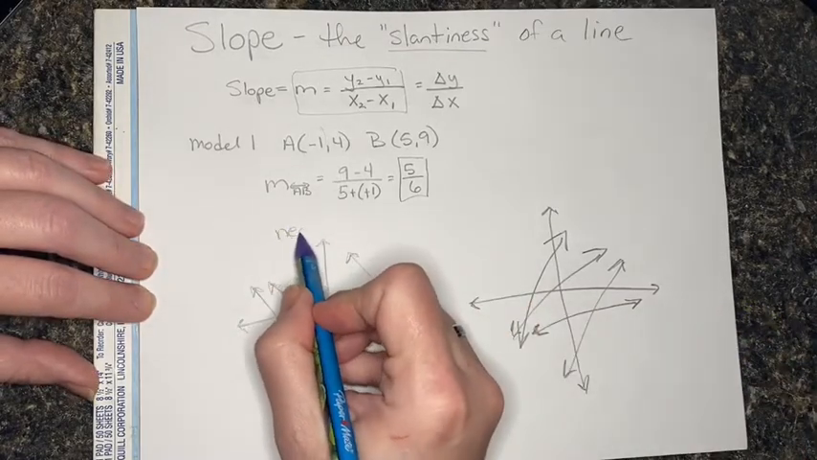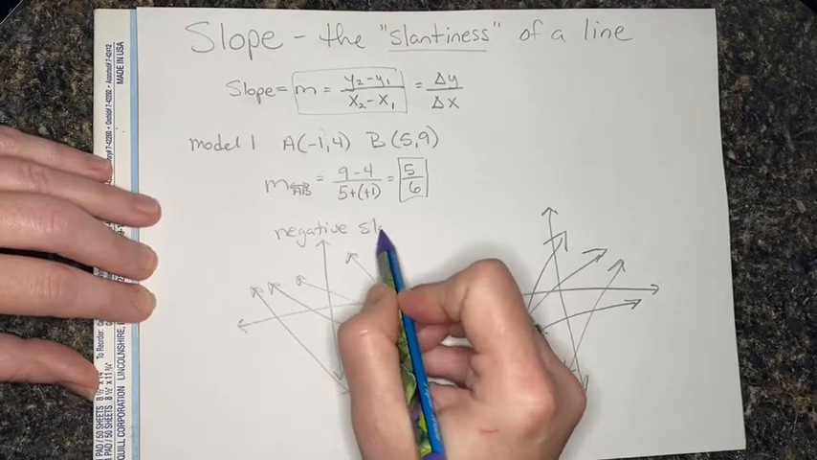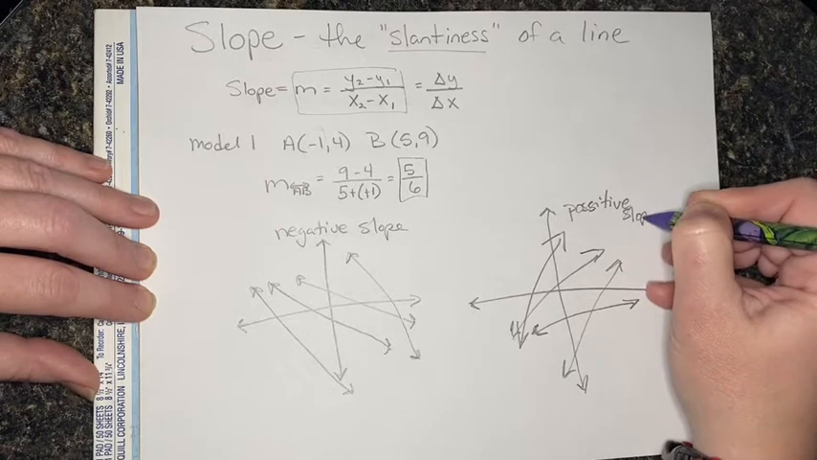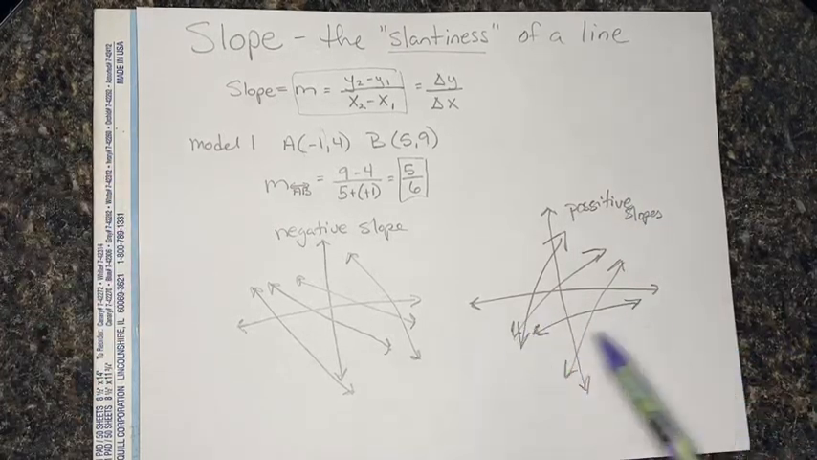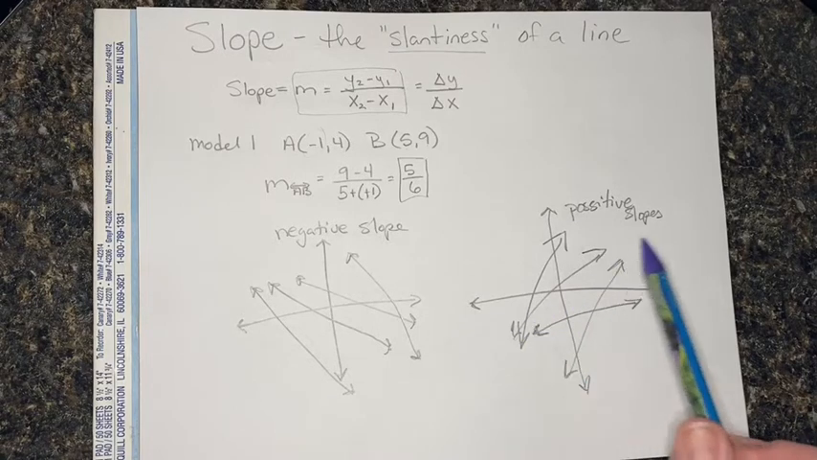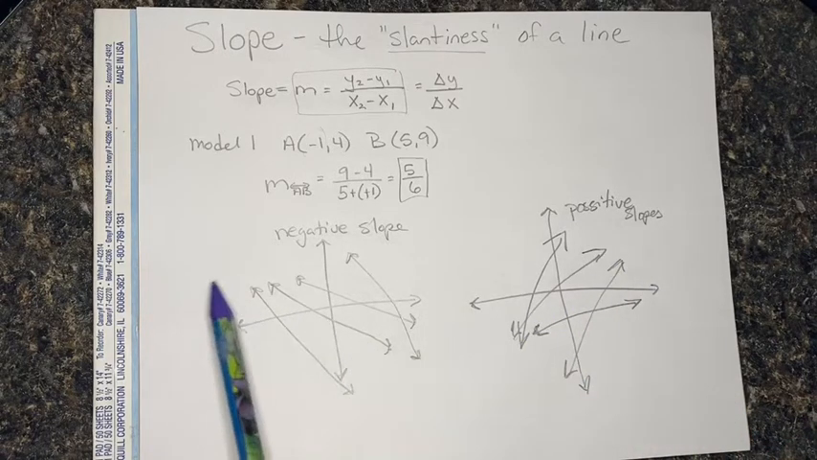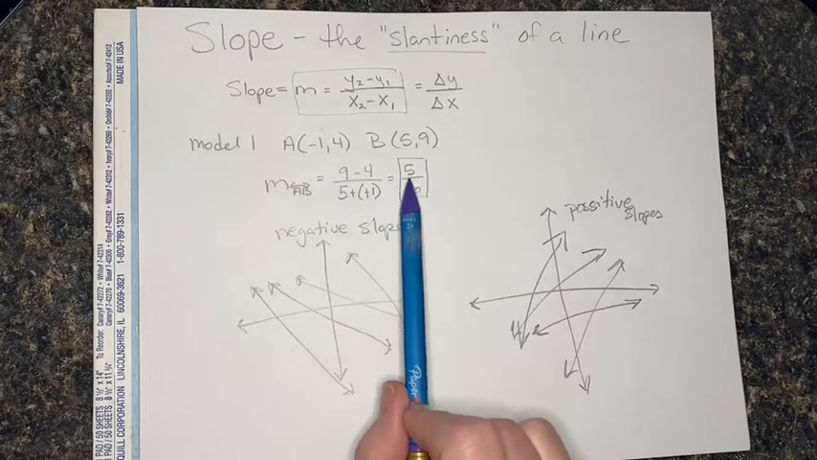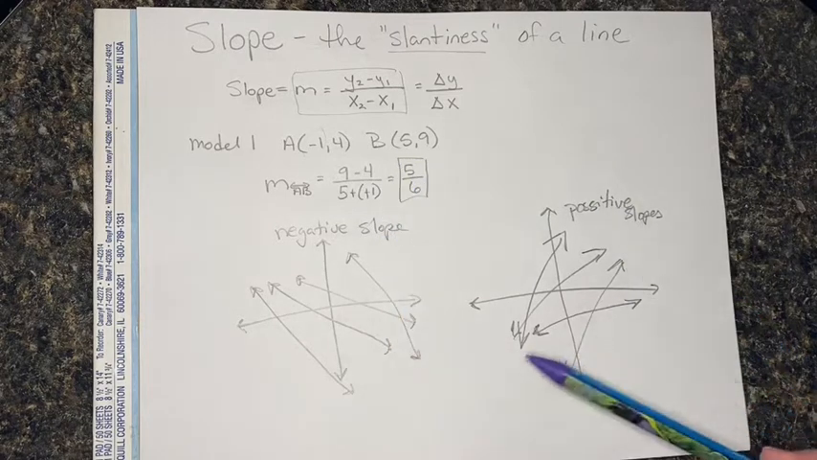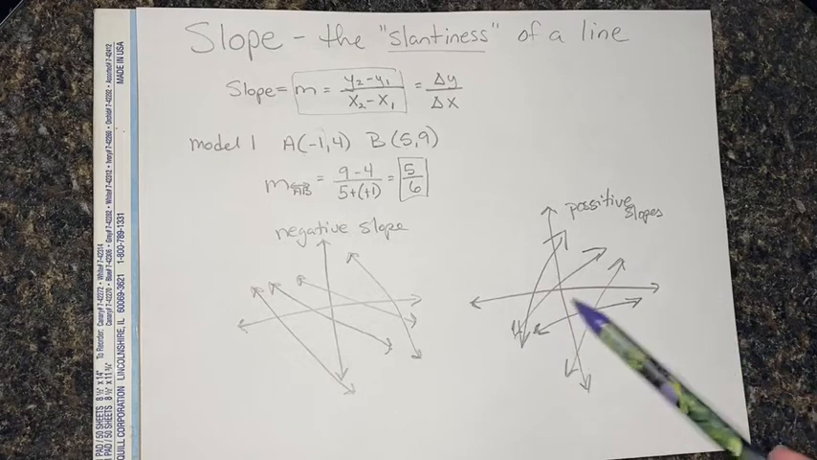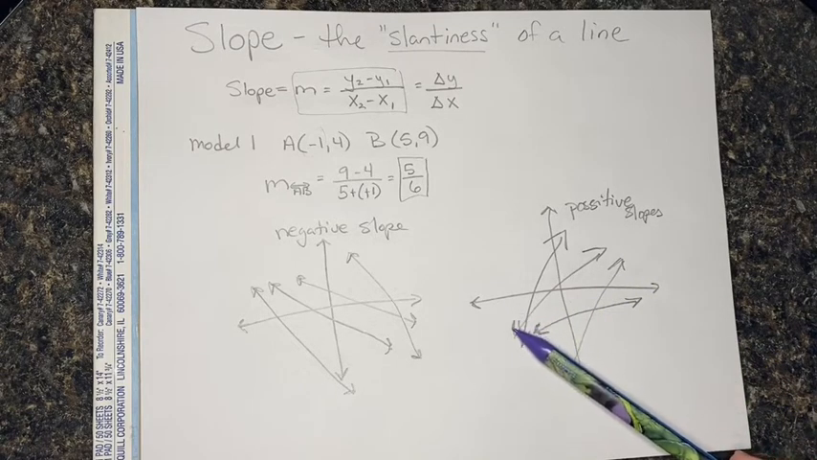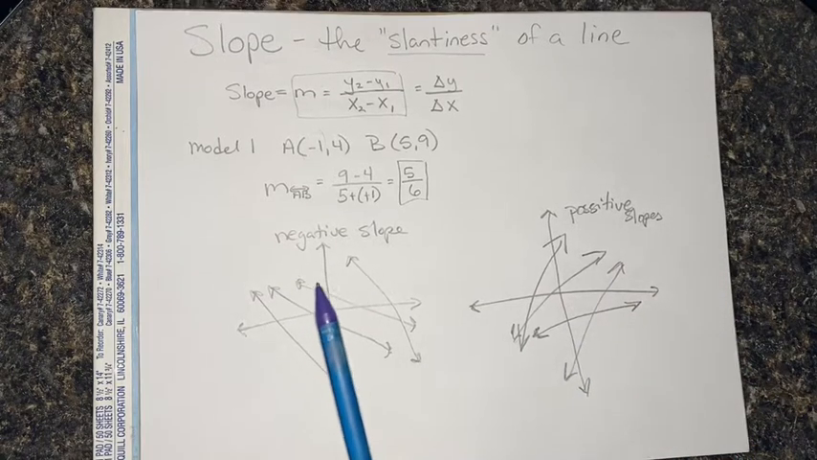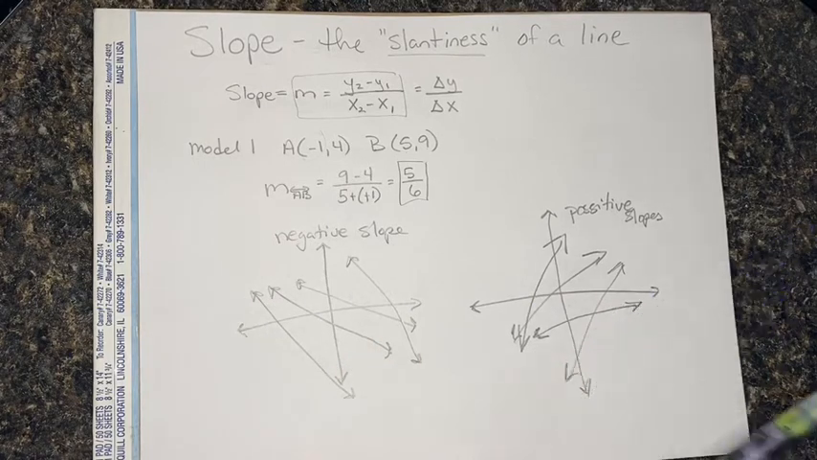These are negative slopes, and these are positive slopes. All right, so here we're walking from left to right, we're walking uphill. Our slopes are going to be positive. Here from left to right, we're walking downhill. Our slopes are negative. For this model one that we worked through, our slope was 5/6. It's a positive 5/6, therefore our line will have a positive slope going from left to right. We'll be walking up the hill. So we've got to remember, negative slopes, downhill, positive slopes, uphill.